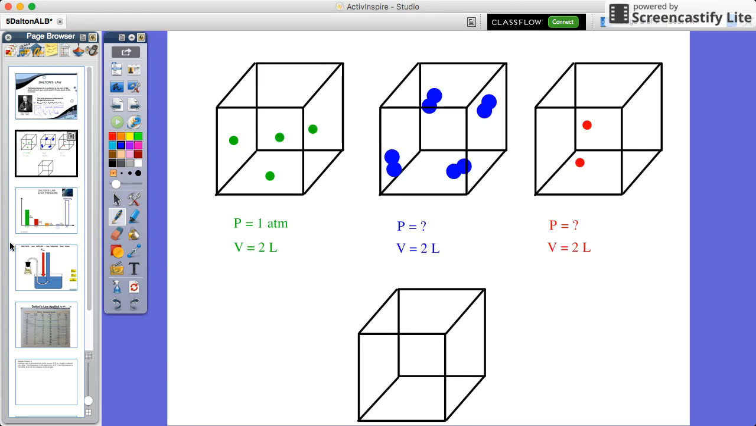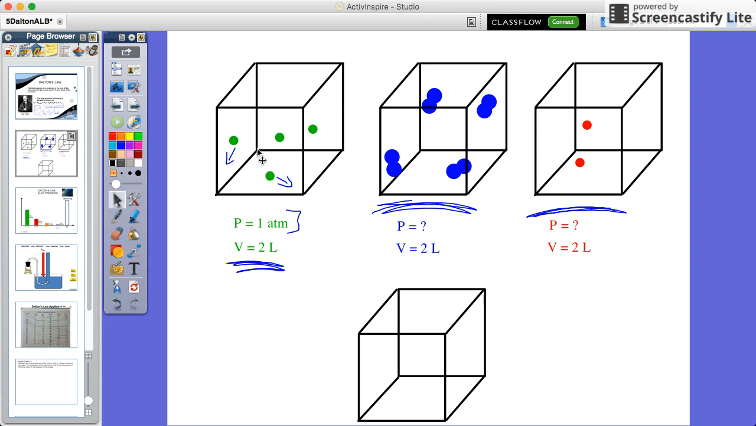So if we look at this example, this is a nice little example of Dalton's law. In the green container, you've got 4 molecules, atoms, whatever these are, running around making collisions. It tells you the pressure is 1 atm, the volume is 2 liters. And if you look, the volume is held constant across all 3. What would the pressure be in the blue container? And now what would the pressure be in the red container?